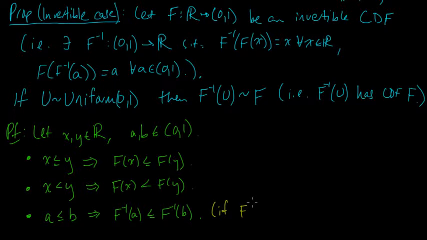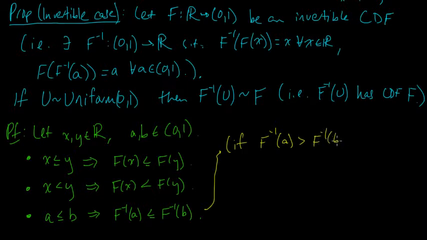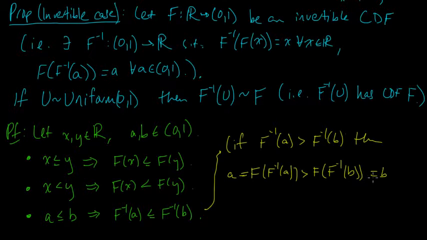If f, so let's put it up here maybe. This is because otherwise, if f inverse of a were strictly greater than f inverse of b, then we could apply this property here. We could take f of both sides, and we would have f of f inverse of a greater than f of f inverse of b, and this is b, and this is a, so a would be greater than b, and that contradicts our assumption.